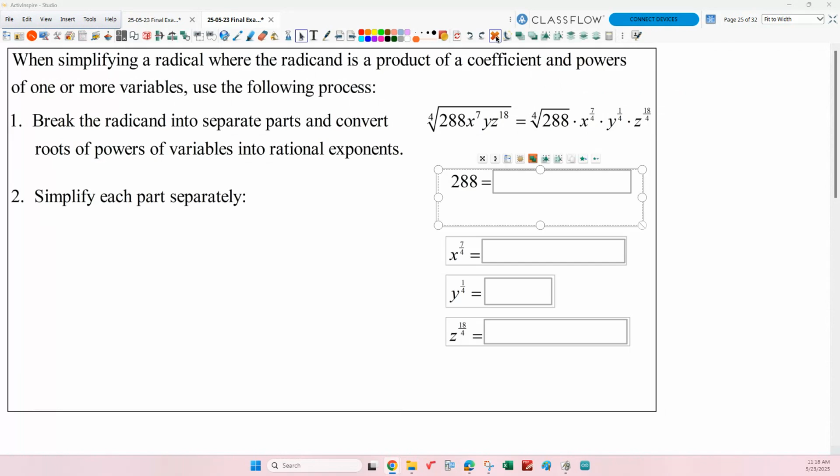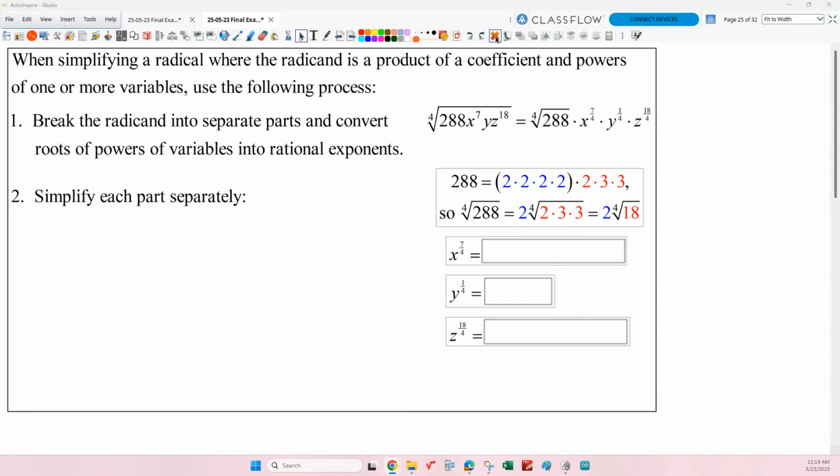I won't make you factor 288. I'll just show you. I trust your abilities to do it. So we notice that there's more than 4 2's. So we can group that bunch and pull it out. So what would be left on the inside? 18, yeah. Because you just multiply 2 times 3 and then times 3 again. Okay. We doing okay with that one?